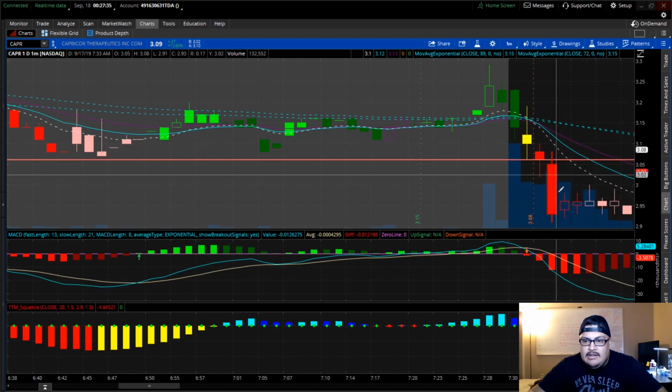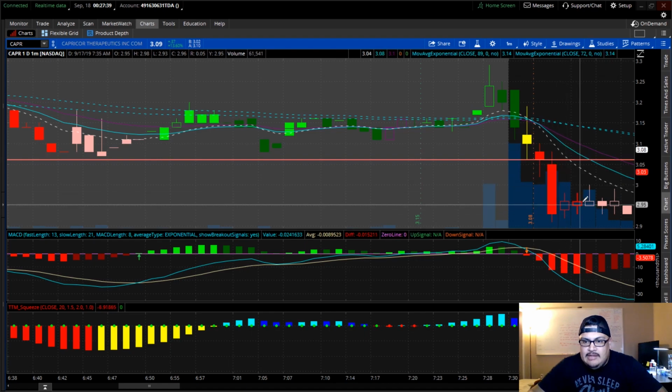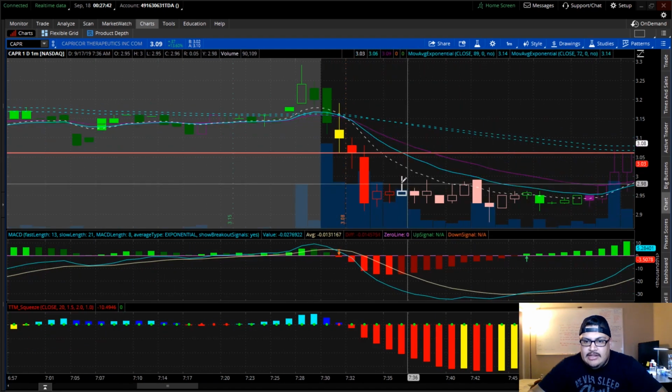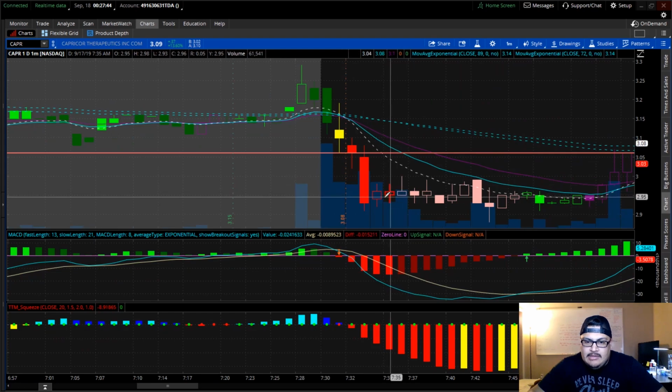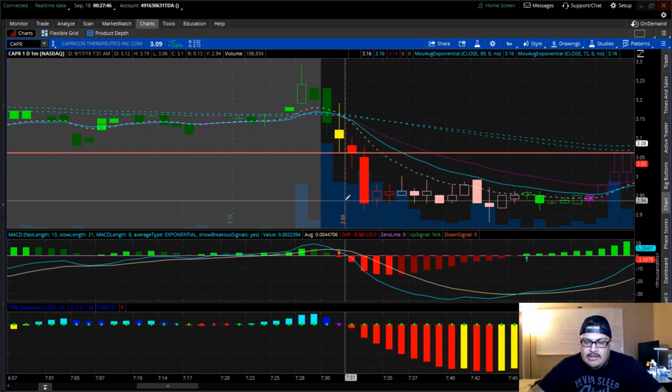It smashed straight through that $3 mark, and then we got this consolidation sideways here for quite some time, probably about 20 minutes or so.